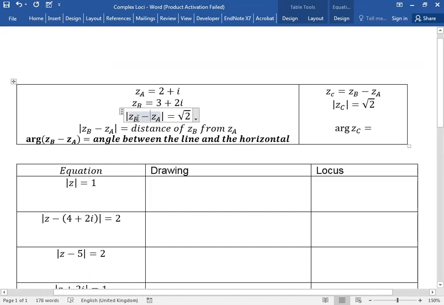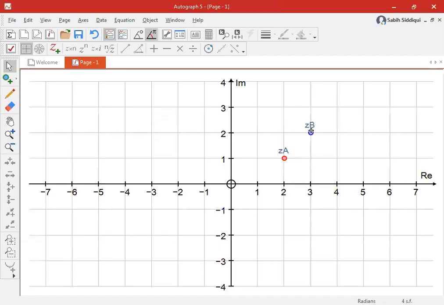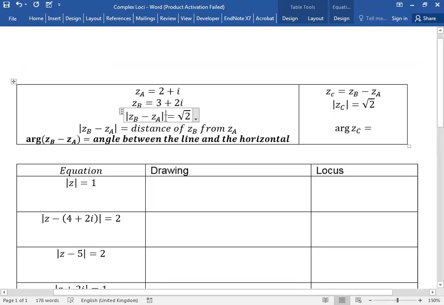So once you find the modulus of ZB minus ZA, and you plot it on an Argand diagram, you will see that it is basically the distance between the 2 points. Or I can say that it is the distance of ZB from ZA. Is this clear? So that is what ZB minus ZA mod means. So ZB minus ZA mod means distance of ZB from ZA.